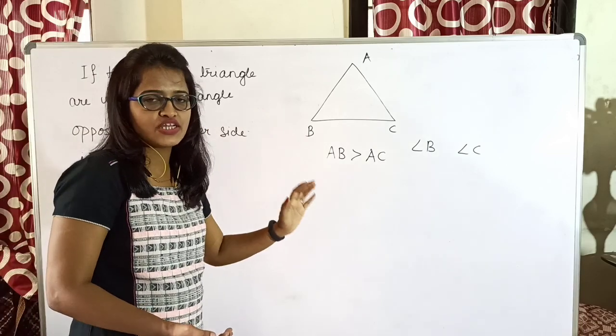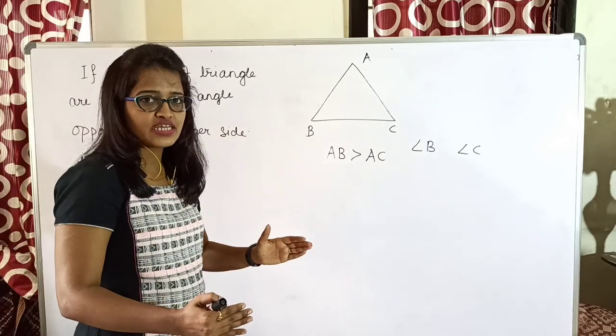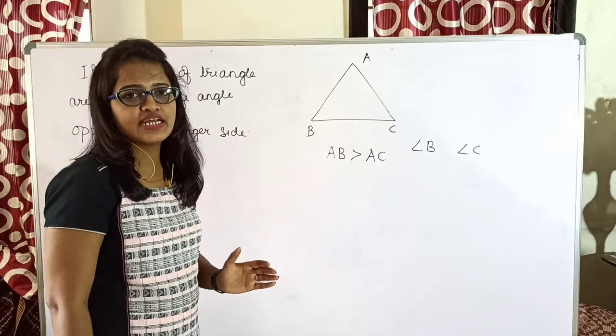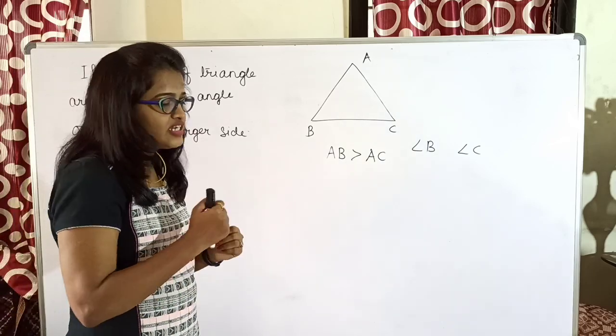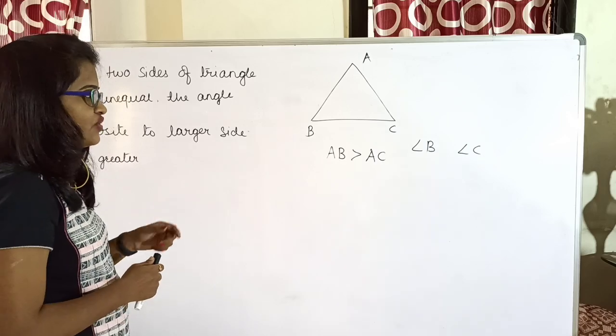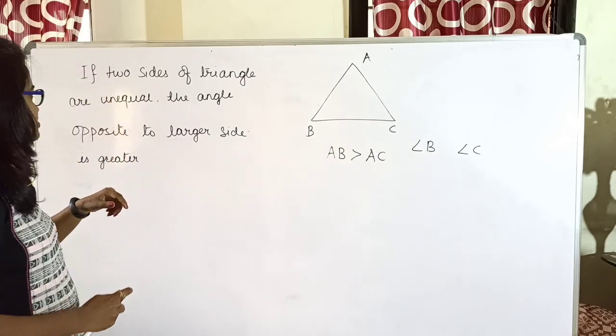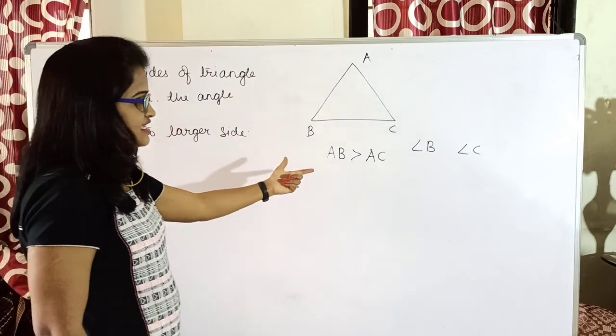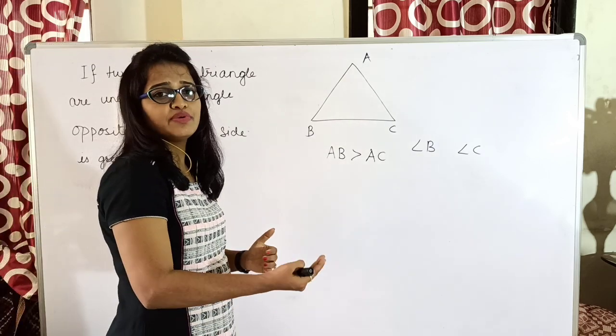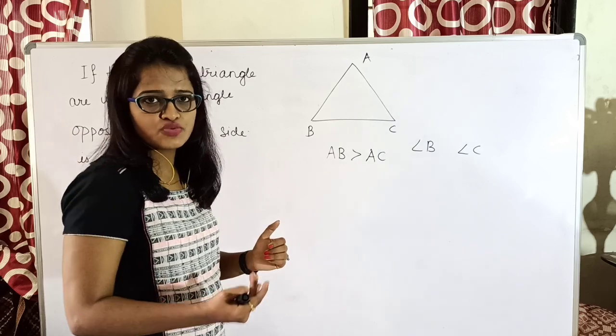As we have seen in an isosceles triangle, if two sides are equal, the opposite angles are equal. What if the two sides are unequal? What is the relation between the angles? Okay, that we are going to see. So what does this theorem say? It says if two sides of a triangle are unequal, unequal means one will be greater and the other will be smaller.